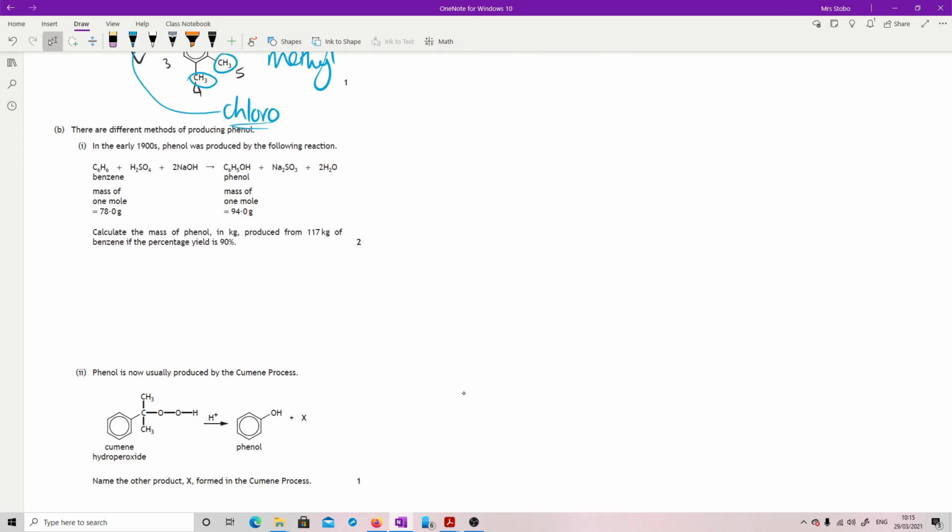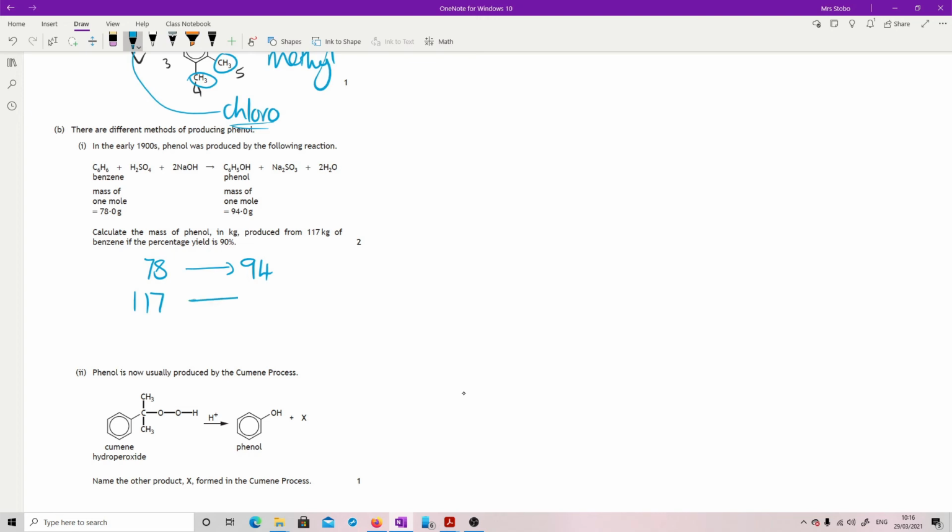In different methods of producing phenol, in the early 1900s, phenol was produced by the following method. Benzene with some sulfuric acid and sodium hydroxide, giving you phenol, sodium sulfite, and water. Calculate the mass of phenol in kilograms produced from 117 kilograms of benzene if the percentage yield is 90%. I'm going to go with proportion on this one. 78 grams gives me 94 grams. I'm working from 117. It doesn't matter that it's kilograms, I'll just put kilograms on the end. I'm going to do 117 divided by 78 and then multiply that by 94.